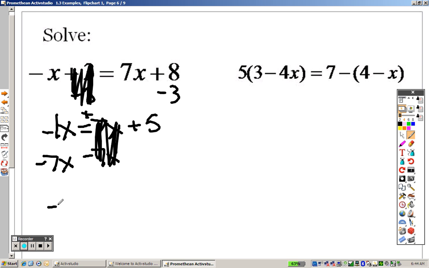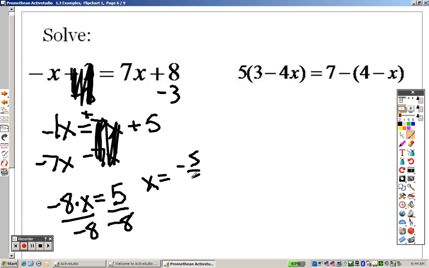Negative 1 and negative 7 is negative 8x equals 5. Since it's negative 8 times x, I would divide both sides by negative 8, and notice how you get the same answer. This is my point. Doesn't matter. Either way, you're going to get the same answer.